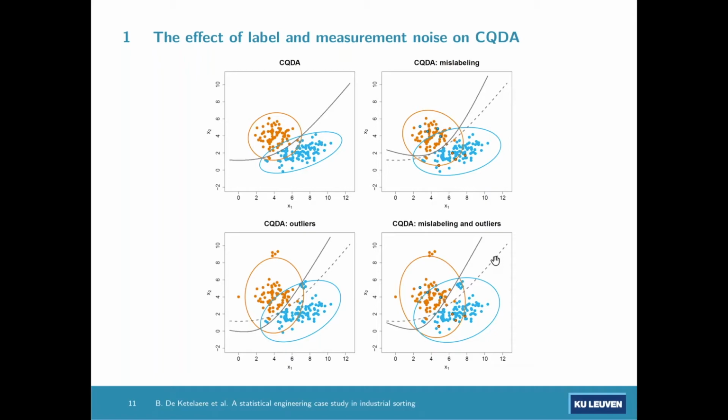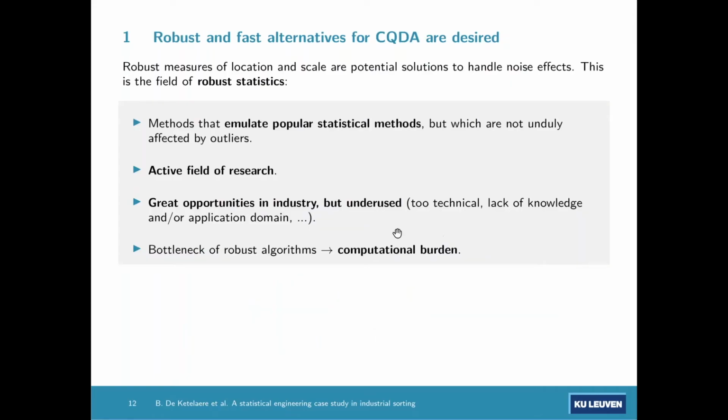So that's the actual problem the company was constantly fighting: if I have those mislabelings and outliers in my data set, I see that my classification algorithm is performing quite poorly and is not stable. We want to get rid of that issue. Okay, so as I said, as a first goal, what we wanted to do is to have a robust version of this quadratic discriminant analysis.